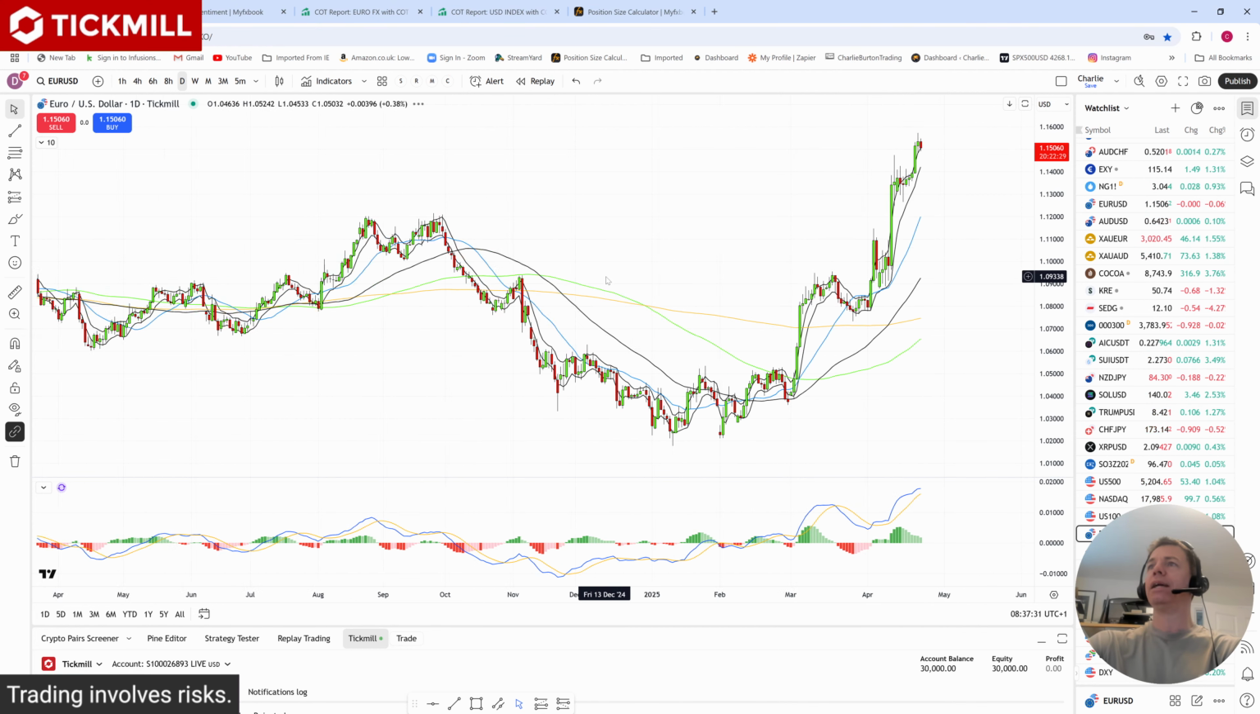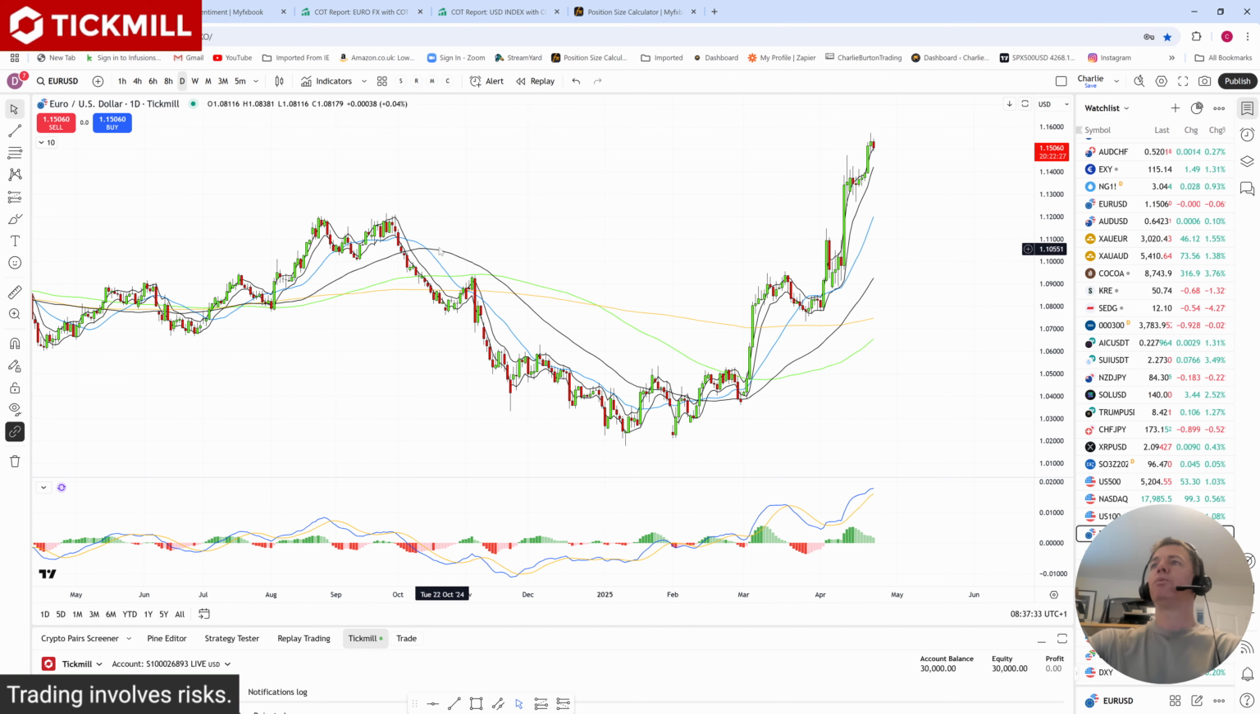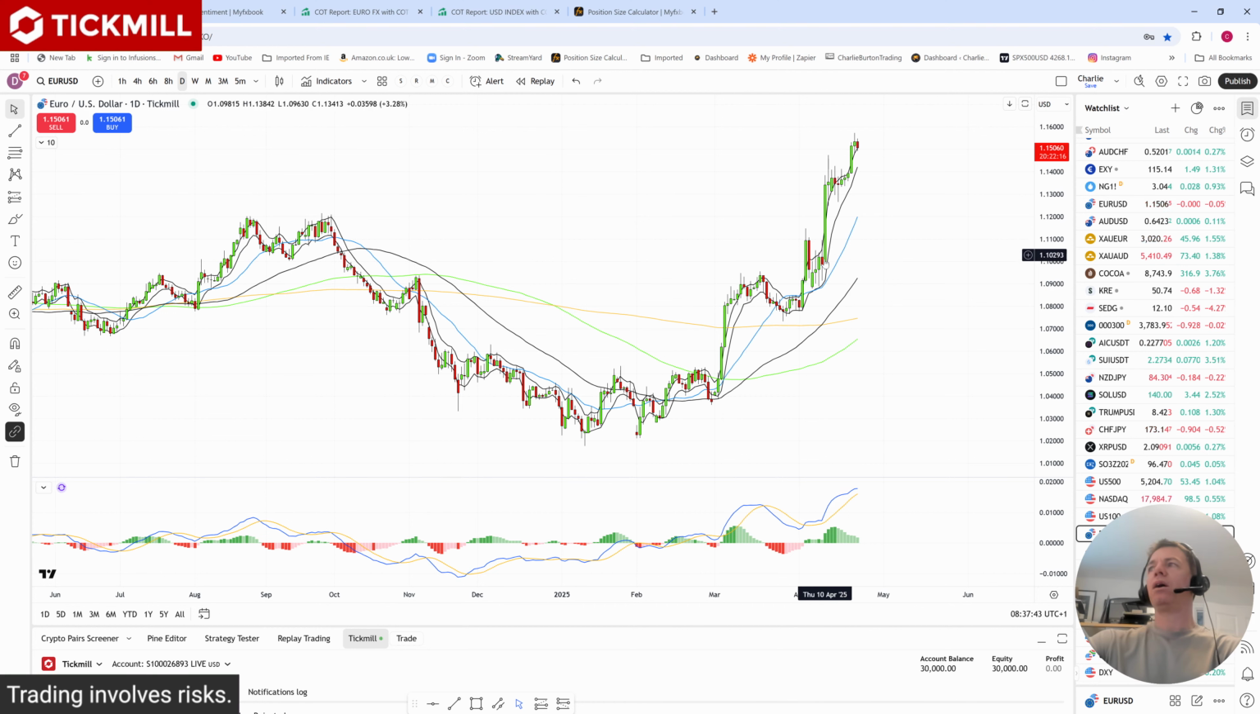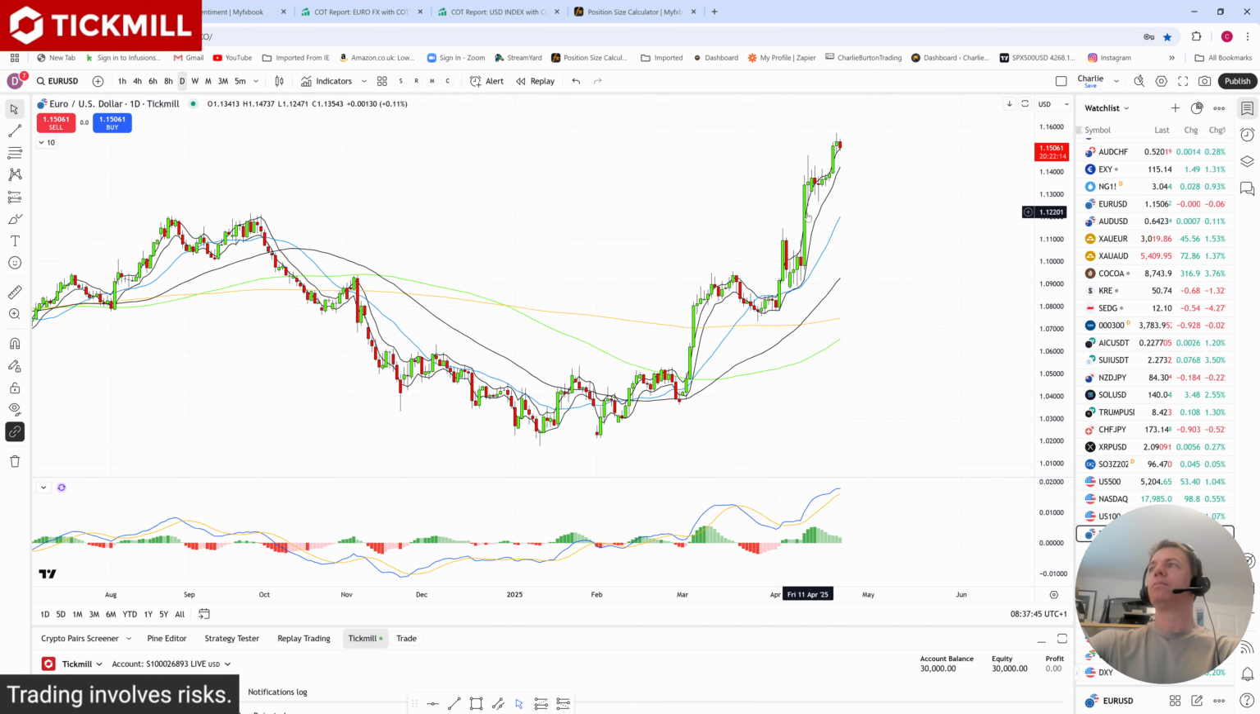So from where? Now it's an obvious level, but we've got those highs from around the 112 mark of last September. So we blasted through them just a couple of weeks ago, and if we do get a pullback into the 112, I don't know if we will, but I wouldn't mind being long there on a swing basis.